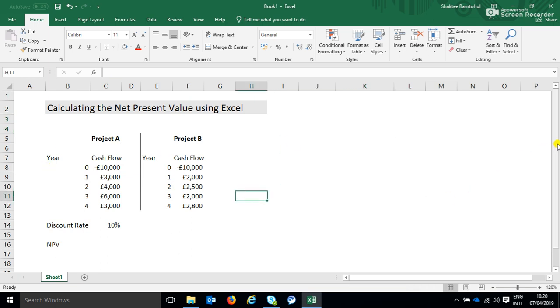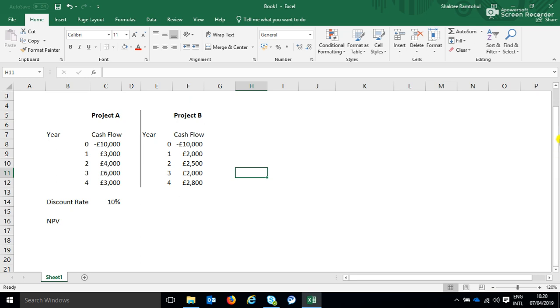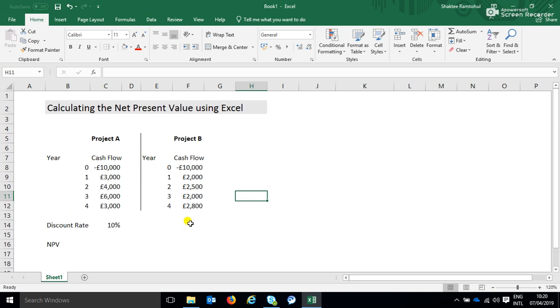Now imagine a company has to choose between two projects, Project A and Project B. Now they both run for 4 years. They both require an initial investment of £10,000. This is why I've put a negative figure here, because let's imagine the company wants to buy an equipment. So obviously if you're buying the equipment, money will have to be spent, hence the negative sign.